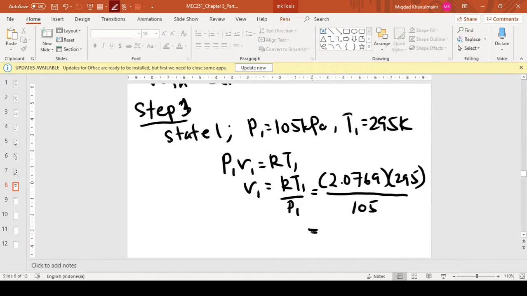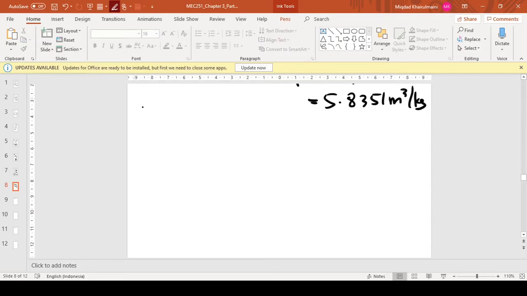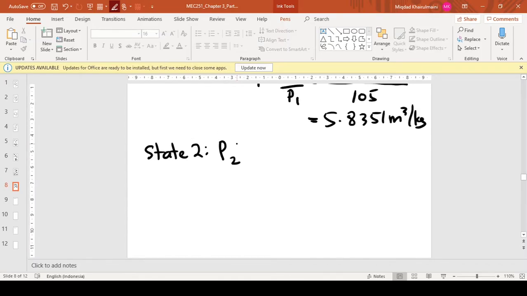So we can get the answer here: 5.8351 meter cubed per kg. So state 1 is done. Now state 2. If I'm not mistaken, we don't have to find any properties, but we can still write it down. Pressure 2 is 700 kilopascal, and temperature 2 is 460 Kelvin.